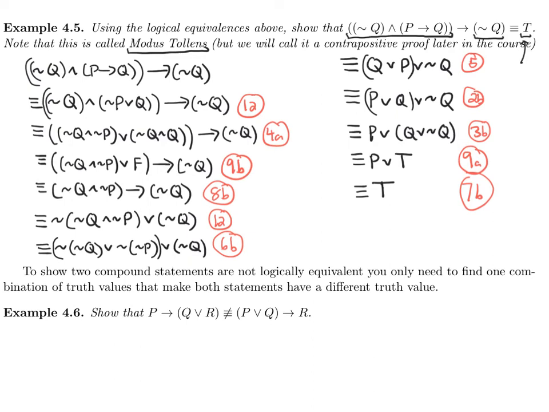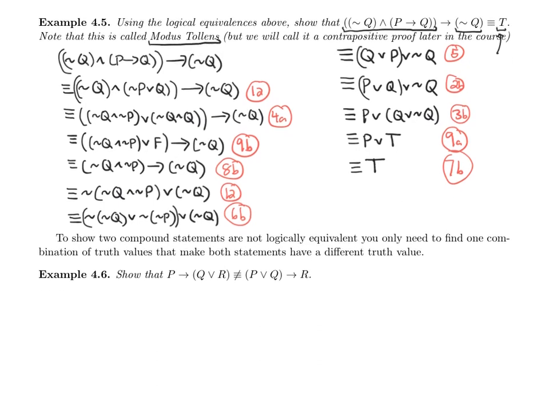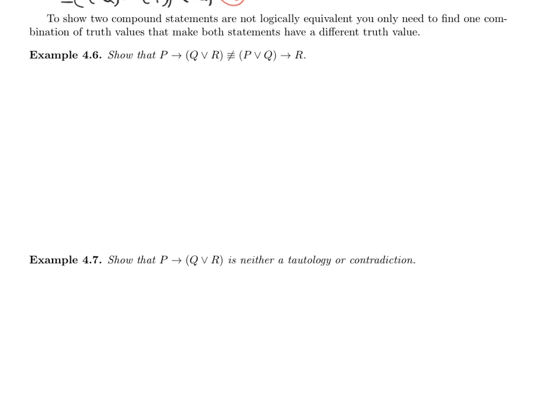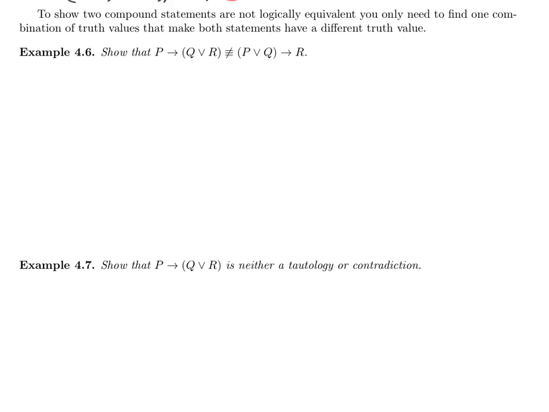Okay, let us do a couple more things. Nothing too big. I want to talk about when statements aren't logically equivalent. So, let me scroll up here and make it a little bit bigger so we can see. To show two statements are not logically equivalent, all you need to do is find one set of truth values, so choices for P, Q, and R, where the truth value differs for the left-hand side and the right-hand side. So we just need to find one.